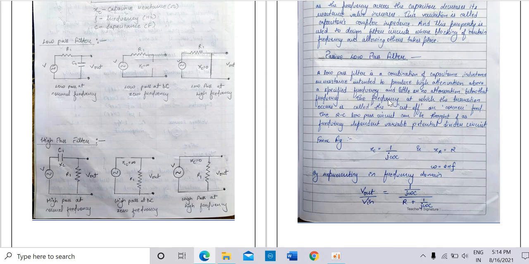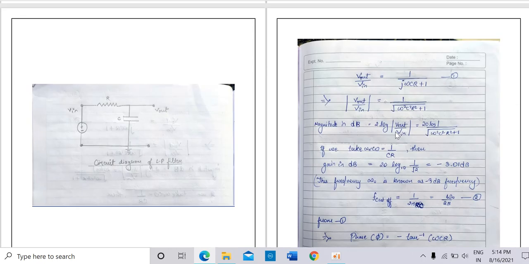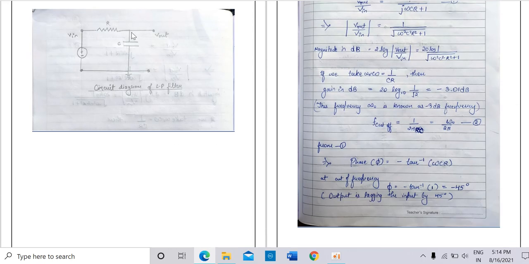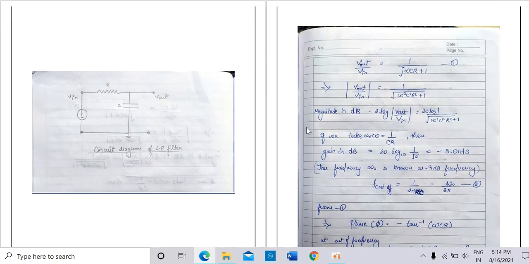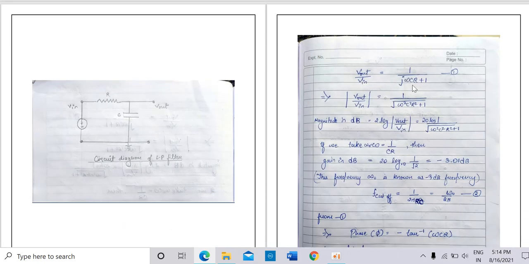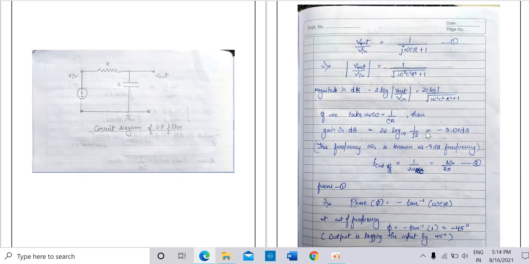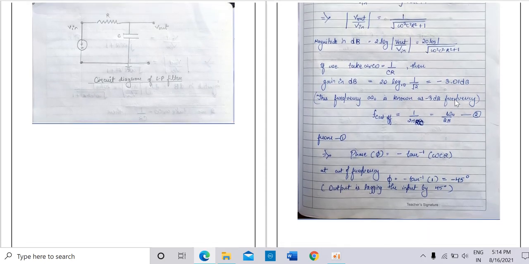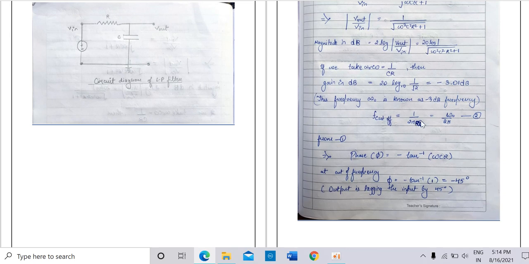In the circuit diagram we take the voltage output from over here, and I have derived the gain, which is nothing but V out by V in. V out by V in equals 1 upon (j omega CR plus 1), and that is equation 1. I have plotted it, and I have also calculated the formula for the cutoff frequency or corner frequency, which is also known as the minus 3 dB frequency.